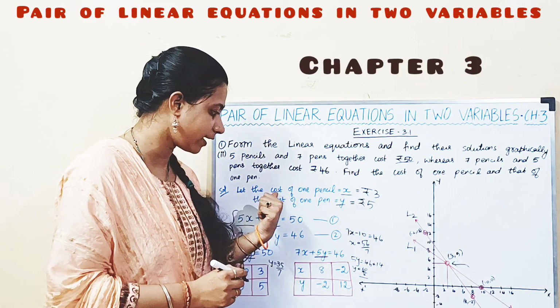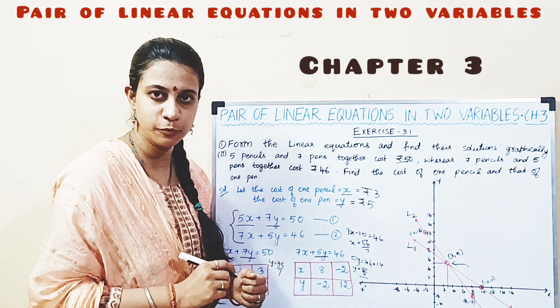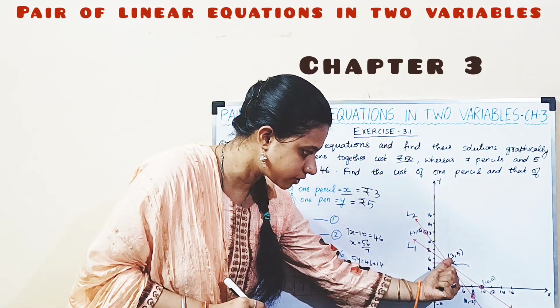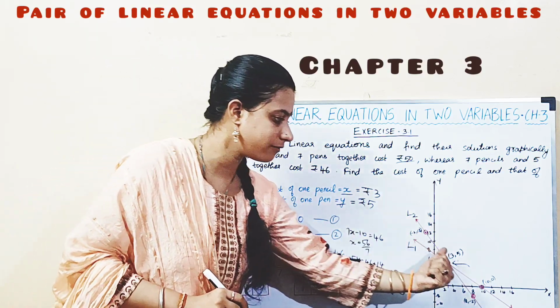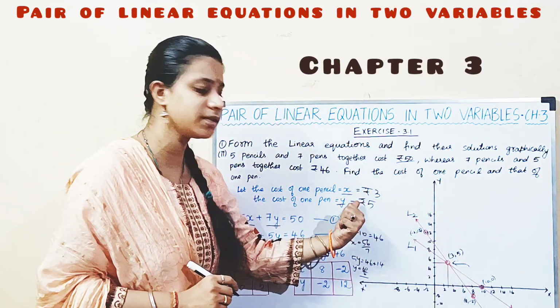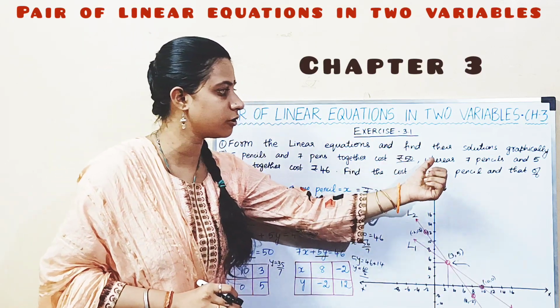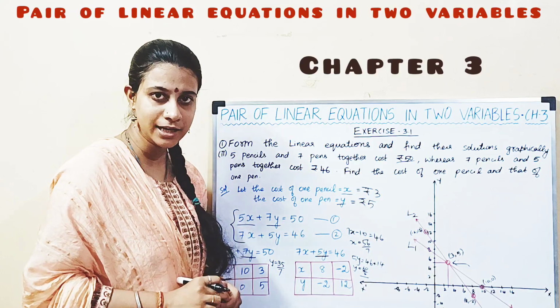Since here we have to find the cost of the pencil and pen, we will write the answers in terms of rupees. Okay. So cost of one pencil will be x, that is x value of this coordinate, that is rupees 3. And coming to cost of one pen, it will be y value of this coordinate, that is rupees 5. Okay. With this, we are completing the second part of this solution, that is find the solution graphically. Now let's move on to the second question.